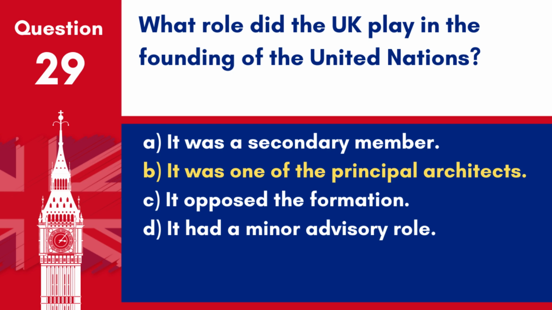Answer. B. It was one of the principal architects. The United Kingdom played a significant role as one of the principal architects in the founding of the United Nations in 1945, helping to draft the Charter and establish the organization's structure and aims.